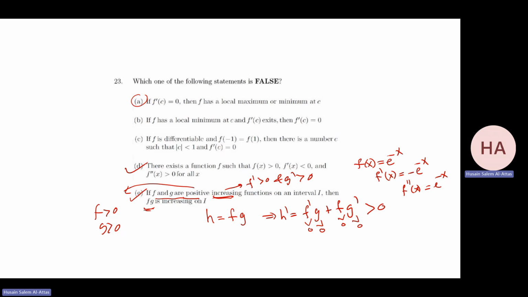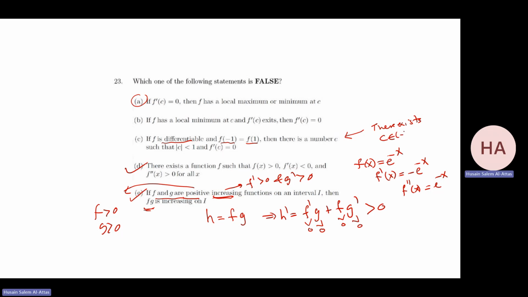This is the example. f is differentiable, and f of minus 1 equals f of 1. Then there is a number c. So this is Rolle's theorem, section 4.2. So Rolle's theorem means what? Differentiable here means continuous and differentiable everywhere. I have f of a equal f of b. Then it means there exists a c.